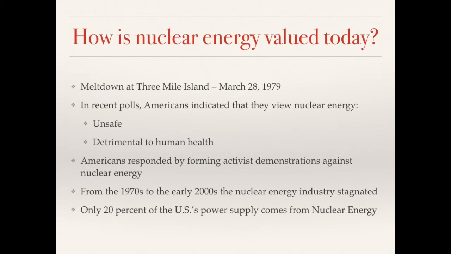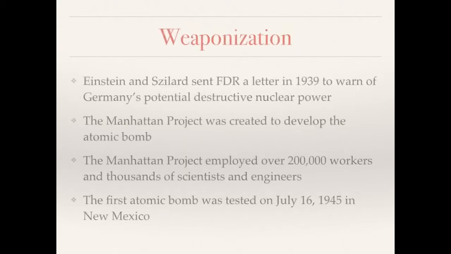Following the accident at the Three Mile Island nuclear power plant, people began to realize how dangerous nuclear power can be. In response, activists such as mothers and environmental groups led demonstrations against nuclear energy. From the 1970s to the early 2000s, nuclear energy has been stagnant and has remained roughly 20% of the U.S.'s energy source until this day.